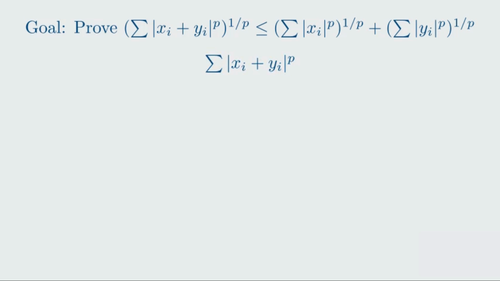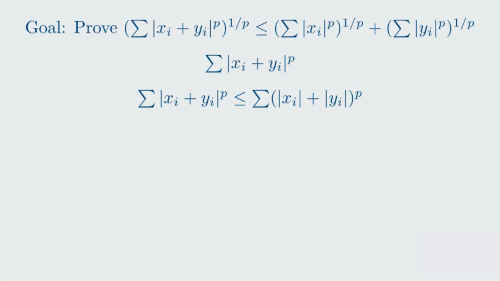This is the simple triangle inequality for real numbers. Applying this, we can say that the sum we're interested in is less than or equal to the sum of the pth powers of the sum of the absolute values of x_i and y_i. Now, we'll perform a clever factorization within the sum.